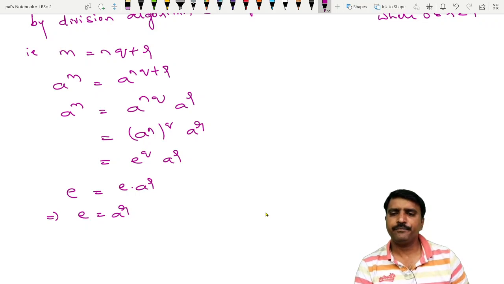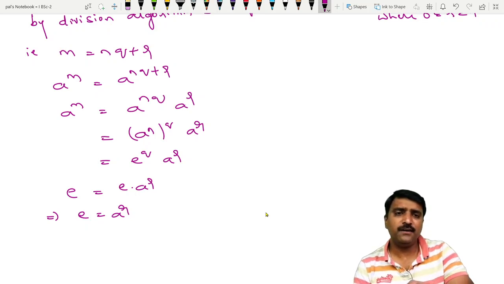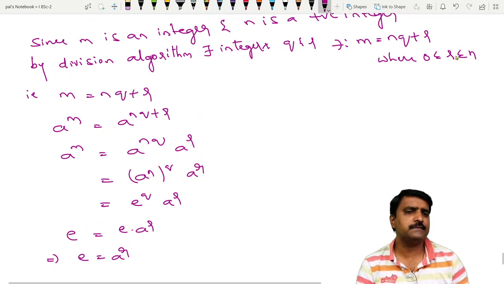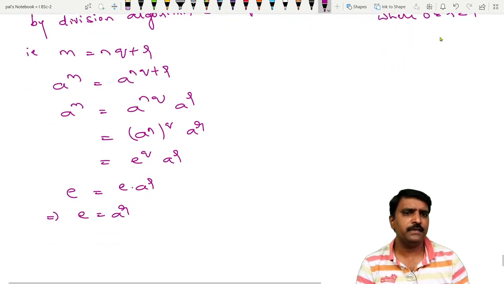So what is the value of r? What is the value of r? R is an integer that is less than n. R is the integer that is greater than or equal to 0 and less than n. It is in between 0 and n.